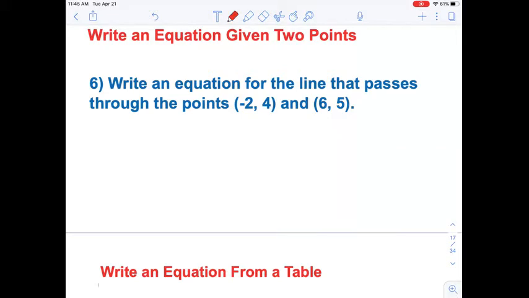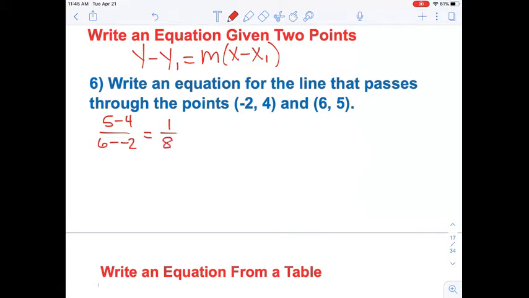We're going to do the same thing again with these 2 points. So we're going to use that equation y minus y1 equals m times x minus x1. First thing I'm going to do is find the slope. So I'm going to take 5 minus 4 over 6 minus negative 2, which is 1/8. So my slope is 1/8.